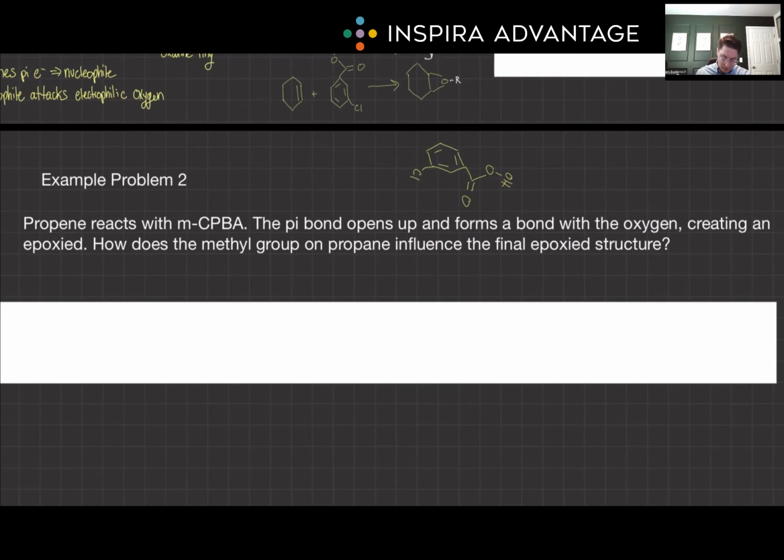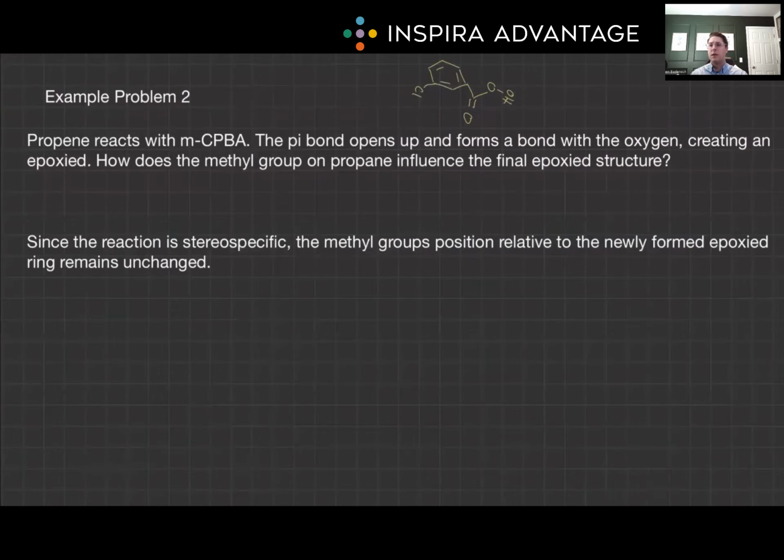Propene reacts with mCPBA, which is this guy here, and the pi bond opens up and forms a bond with oxygen. This creates an epoxide. How does the methyl group on propene influence the final epoxide structure? Take a few moments to think about this one. Since the reaction is stereospecific, the methyl group's position relative to the newly formed epoxide ring will remain unchanged. Nothing's going to happen. Trick question.